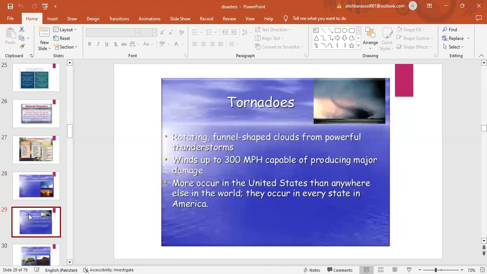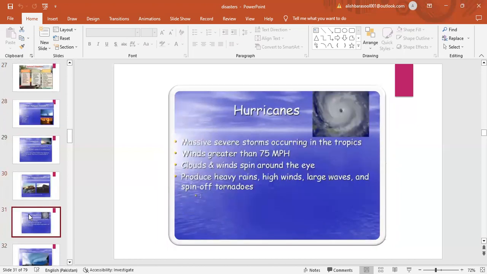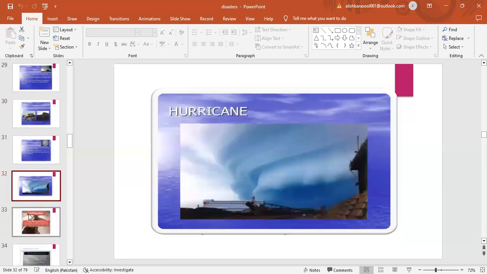Tornadoes are rotating funnel-shaped clouds from powerful thunderstorms, with winds up to 300 mph, capable of producing major damage. More occur in the United States than anywhere else in the world. They occur in every state in America. Effects of tornadoes in Alabama. Hurricane: massive severe storms occurring in the tropics, with winds greater than 75 mph. Clouds and winds spin around the eye, producing heavy rains, high winds, large waves, and spin-off tornadoes.